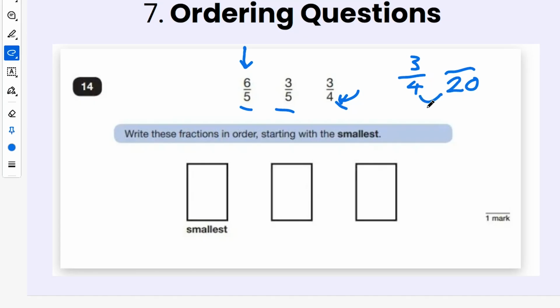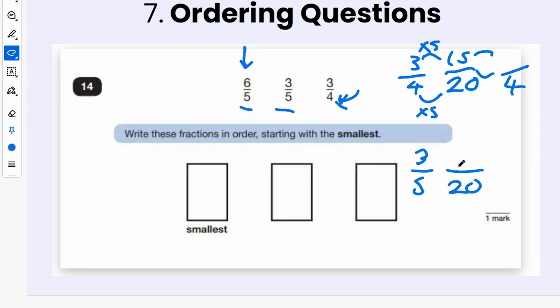Okay, so I got there by multiplying by 5. So that's 3 times 5, which is 15. So 15 over 20, which is the same as 3/4. That's fine. 3/5 into 20ths, that's going to be times by 4. So 4 3s are 12. That's 12 20ths. So this one is 15 20ths, 12 20ths.